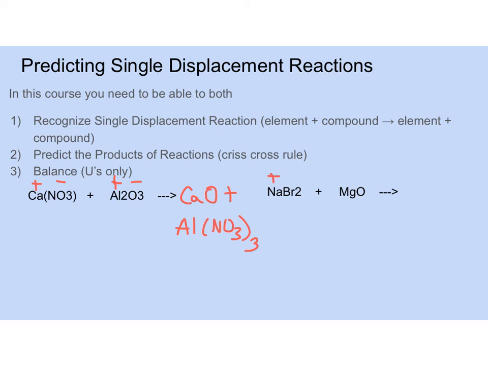Over here, sodium's positive, magnesium's positive, negative, negative. They're going to switch. Sodium bonds with oxygen, and magnesium bonds with bromine. Right? And again, making sure you use the crisscross rule every time. I'm not showing them all just for time concerns.